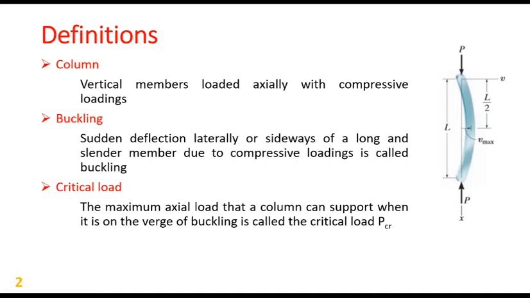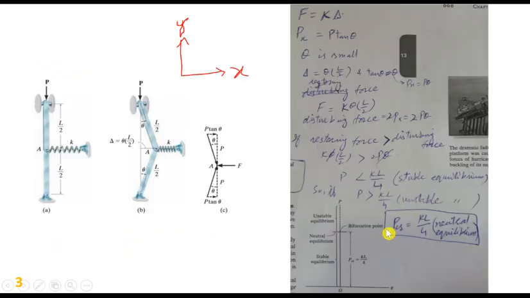Mostly buckling is a failure in columns. Critical load: the maximum axial load that a column can support when it is on the verge of buckling is called the critical load, PCR. So here, if this is the column that is straight, fixed here, a load P is applied here. When it is on the verge of buckling, a little load is applied. It will cause this column to become unstable, and it will move in this direction.